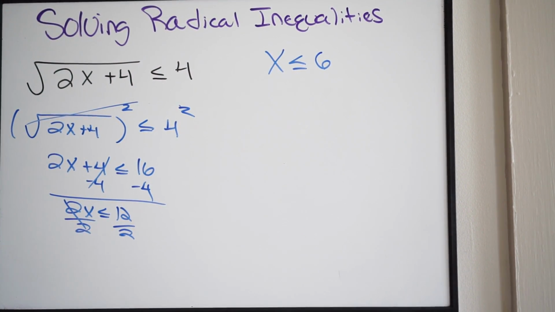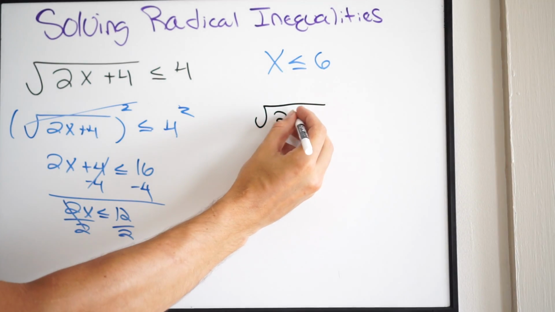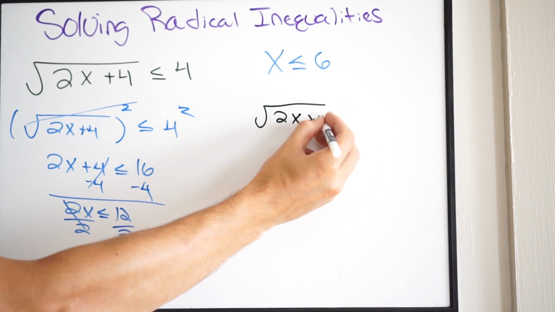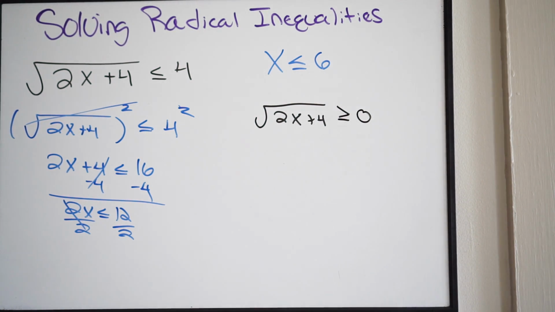However, we also have to consider our square root here. What do we know about this? Well, think what happens if this becomes negative underneath our square root. We're going to be dealing with an imaginary number. So we have to put a further constraint on this, and we have to say that the square root of 2x plus 4 has to be greater than or equal to 0.